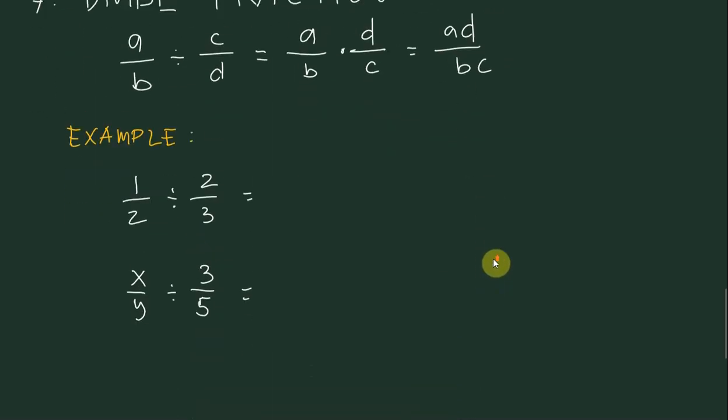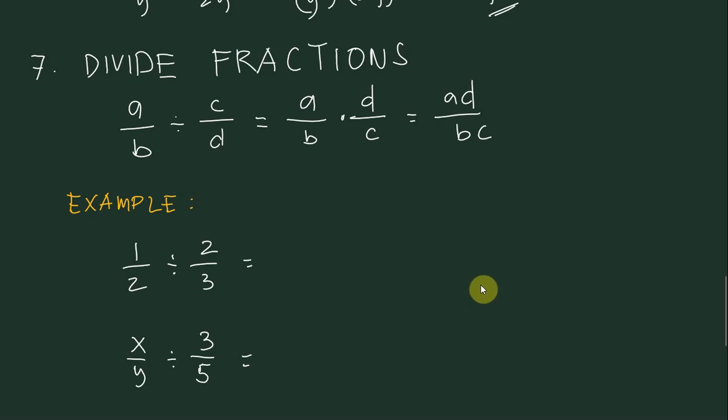So last, we have divide fractions. If you have a over b divided by c over d, what we do is we multiply a over b by the inverse of c over d, which is d over c. And then we multiply, just like the one we did earlier.